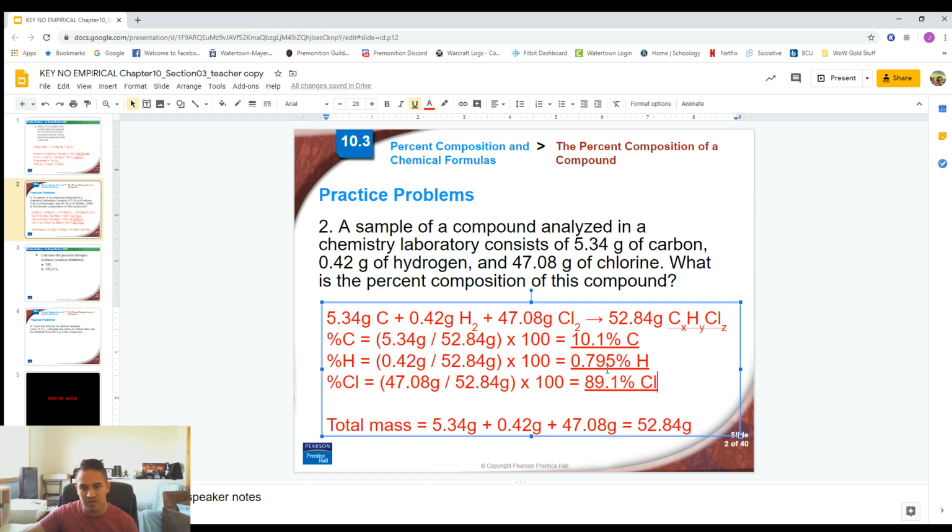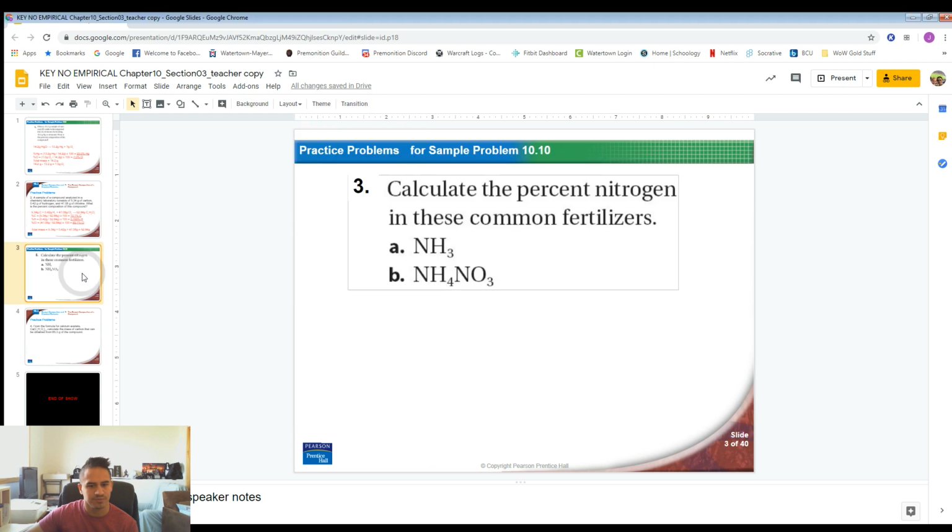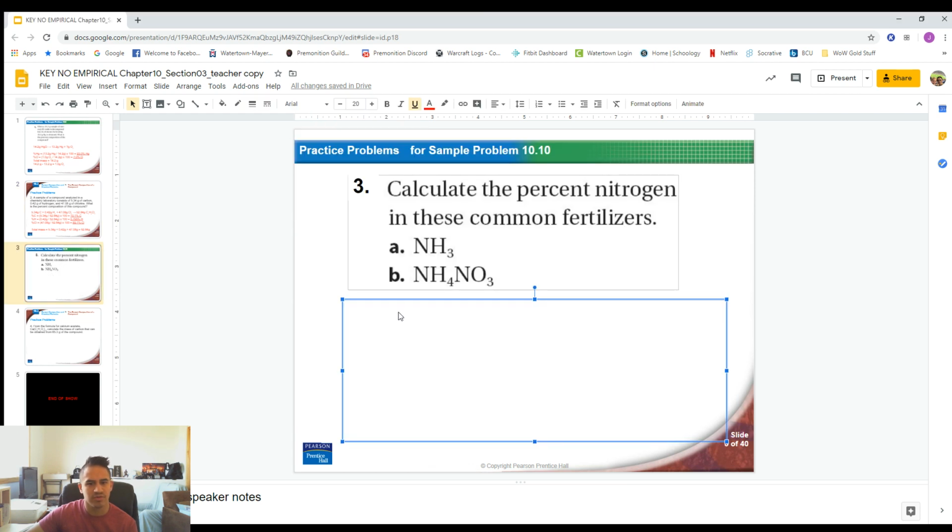Okay, now if we add all these together, 10.1 plus 89.1 plus 0.795, we should get about 100%. And if I do this out on my calculator, I get 99.995. It's basically 100, just because of rounding. So if our percentages add up to 100, we know we did it right. All right, cool. So there's number 2. Let's take a look at number 3.